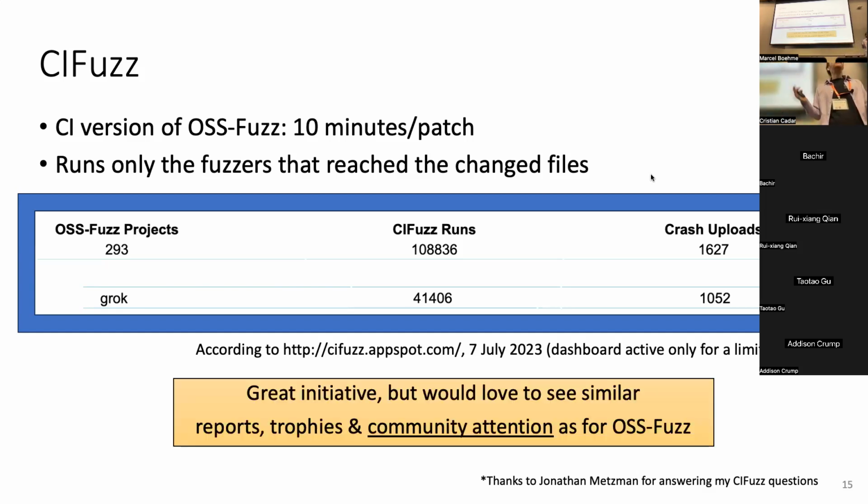So I think that's a great initiative, but really I would love to see similar reporting on CI Fuzz, a similar list of trophies, and most importantly, community attention, as for OSS Fuzz, all right?